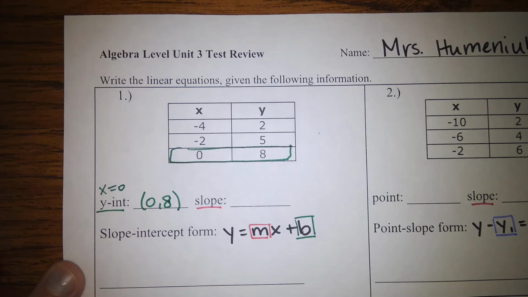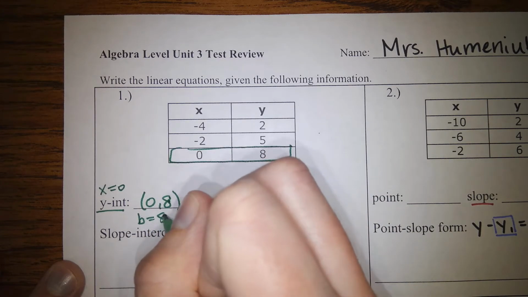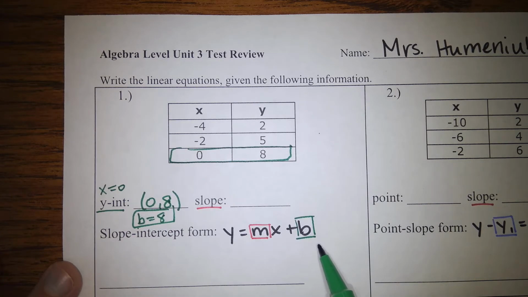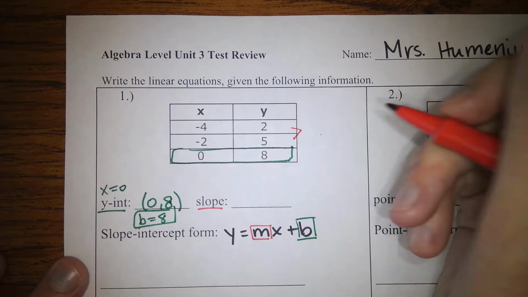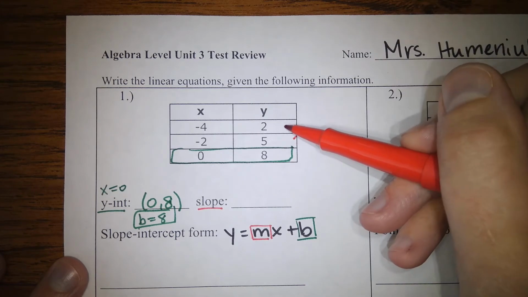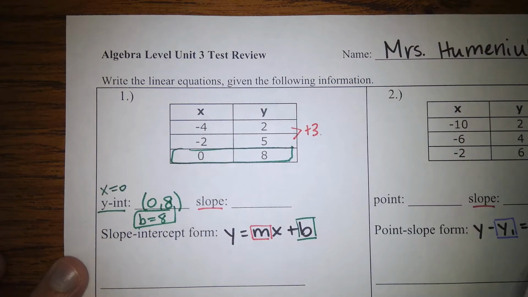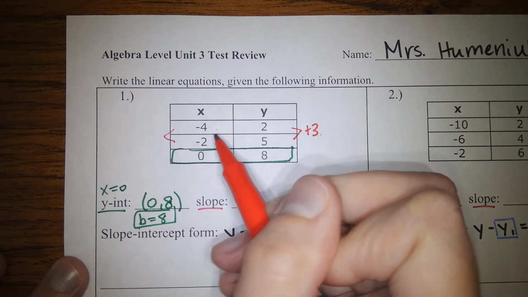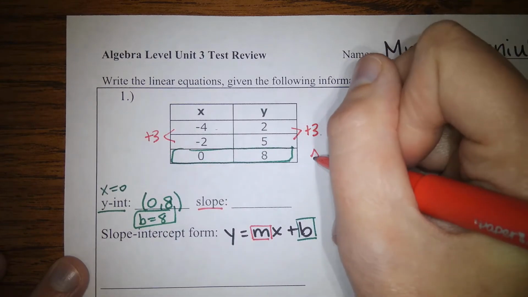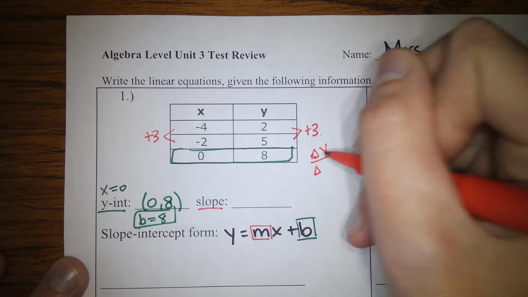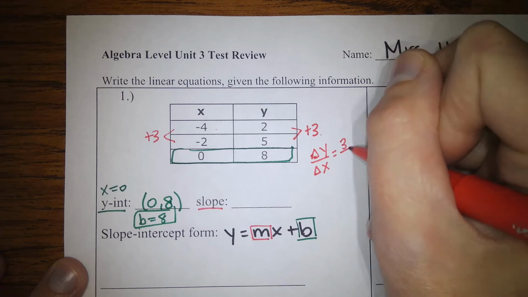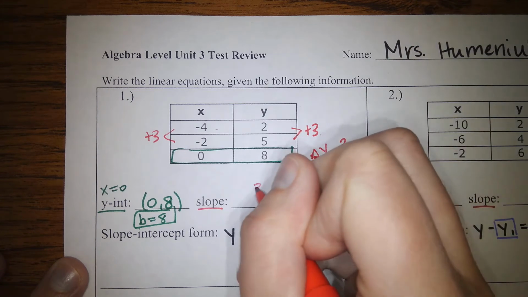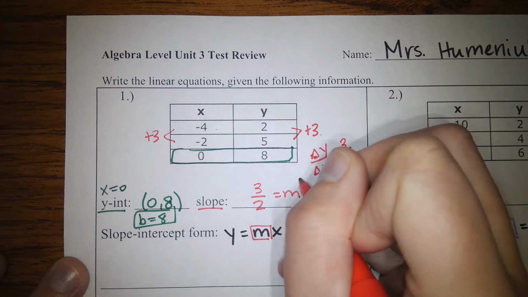So that would be our y-intercept, which means that our b would be equal to 8 when we write our equation. And our slope, we can find a few different ways. On a table, I like to do this by my change in y over my change in x. To get from 2 to 5, we add 3. To get from -4 to -2, we add 2. So the change in y, that's the delta, it means change, delta y over delta x is going to be 3 over 2.